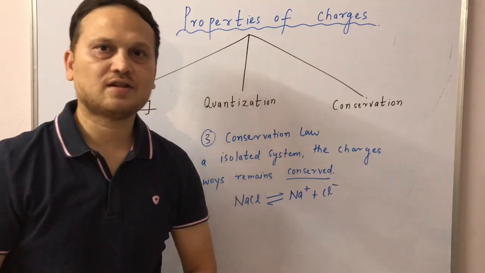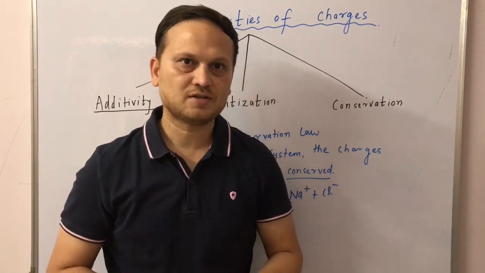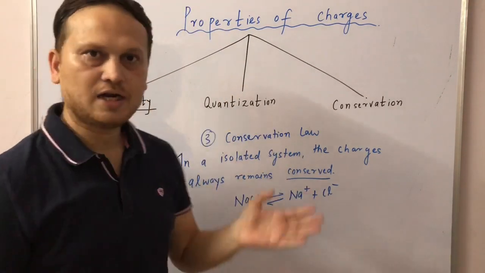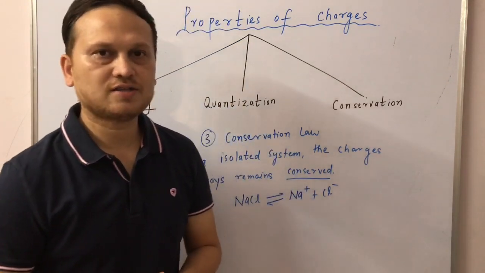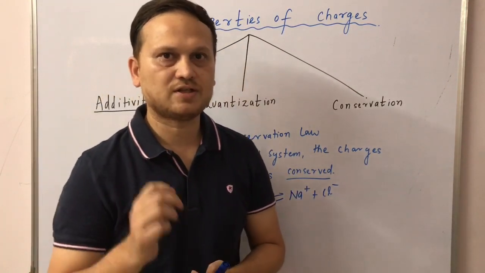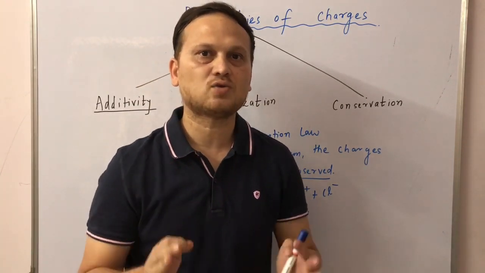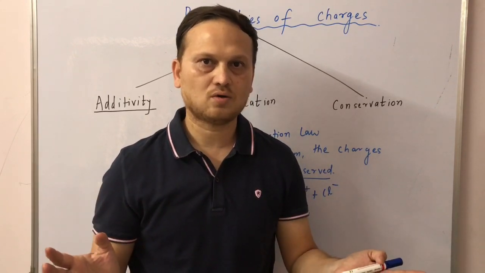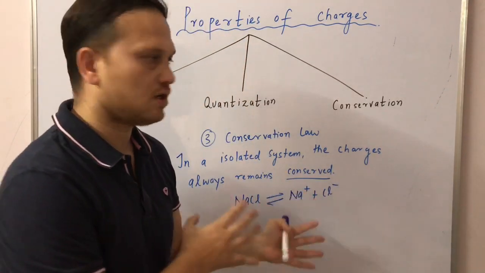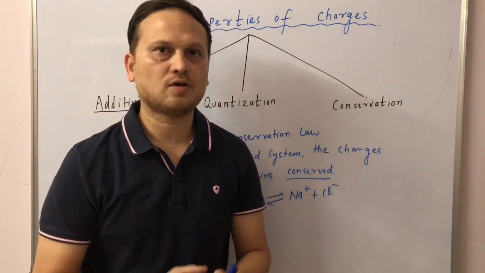So here we can say that according to these three properties, the summarization is this: the charges are additive in nature, they can be added easily; they are quantized, that means a certain minimum amount is always there; and the charges are conserved, they always remain constant in an isolated system, means in a system where charges are always constant. Okay, so it obeys the conservation law. So these are the three important properties of charges.